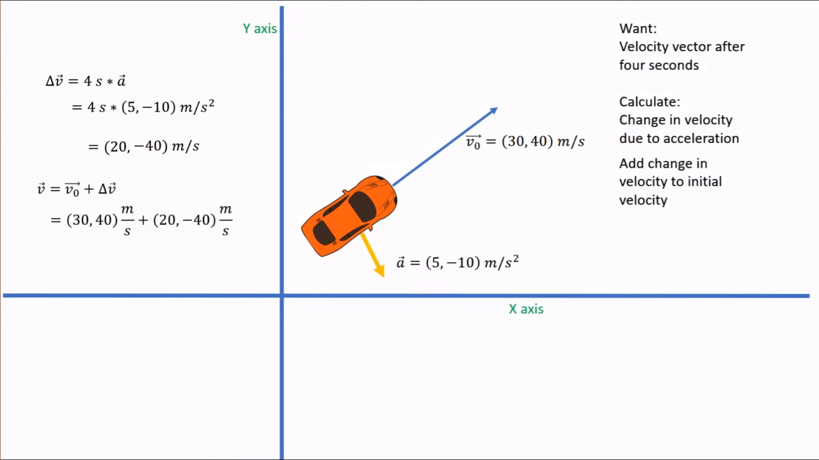Next, we add this to the initial velocity. 20 plus 30 is 50, and 40 plus negative 40 is 0. So now the new velocity vector is 50, 0 meters per second. So in this case, the acceleration changed the direction of the velocity, which means that acceleration can change the speed, but it can also change the direction.